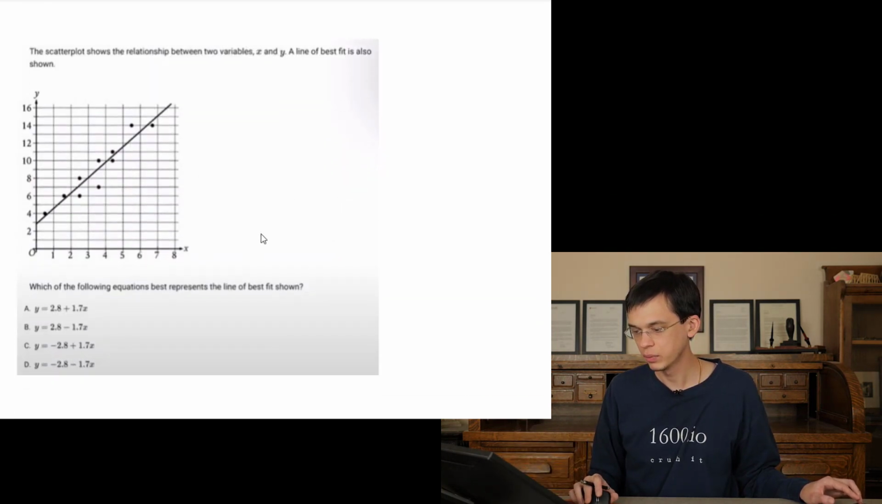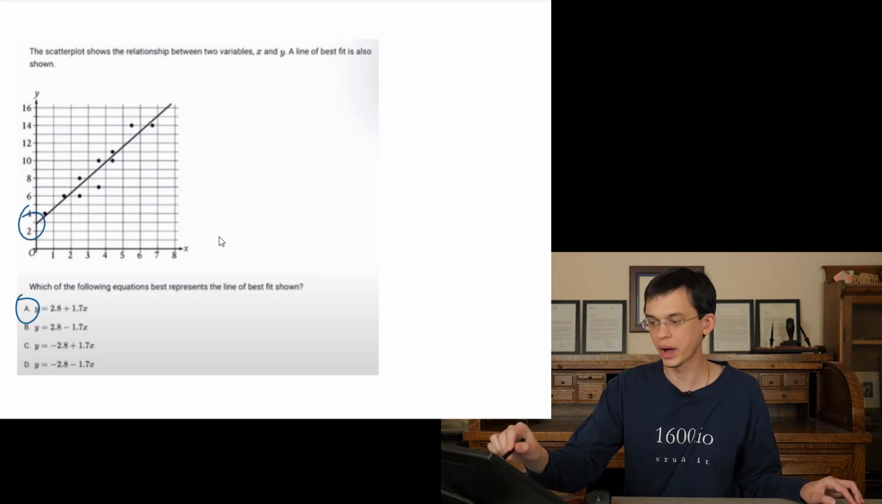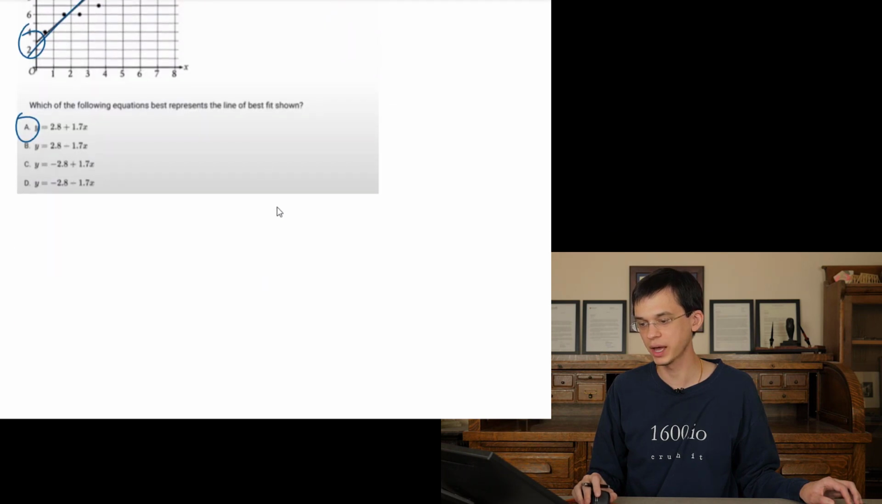Scatter plot here. What's the equation of the line of best fit? There's only one answer choice that has a positive y-intercept and a positive slope, so it's going to be A. It has to be A.